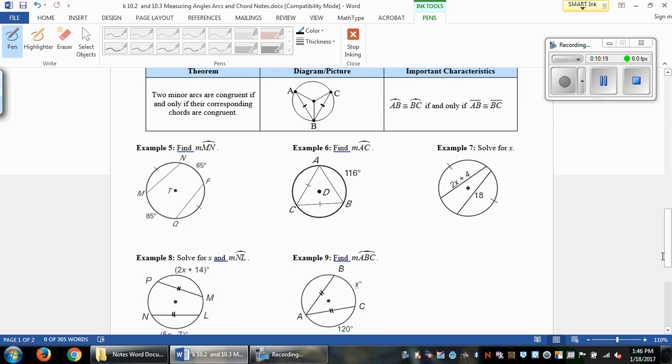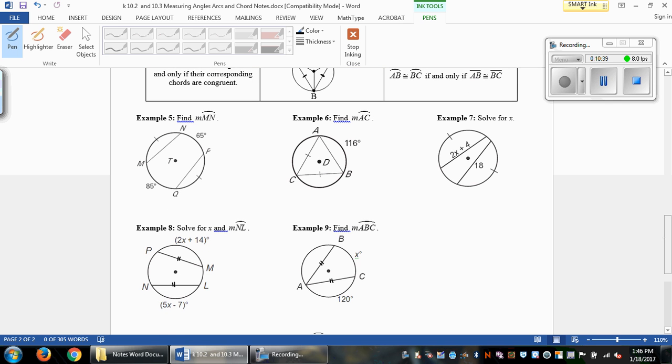Okay, moving forward, we have that if we have two minor arcs that are congruent, their corresponding chords are congruent as well. So here, looking at it, we've got arc AB is congruent to arc BC only if AB is congruent to BC. So this is going to be helpful in terms of finding out some of this other information we have. So first and foremost here, we've got to find the measure of MN. So if these are both congruent, then they're both going to be the same. We have 360, and we subtract away the two that we have. That leaves us with 210 degrees total between these two.